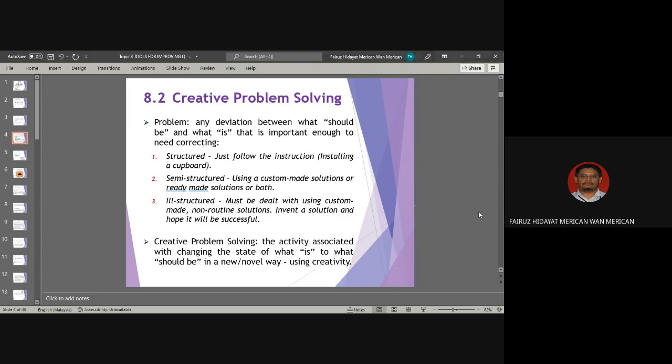So in the context of companies or organizations, you have groups or departments that focus mainly on coming up with creative ways to solve problems that are faced by the company. Some companies have these different groups or units or departments that try to find creative solutions to problems.